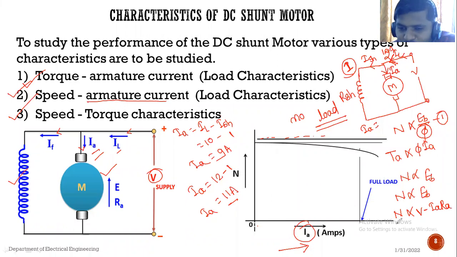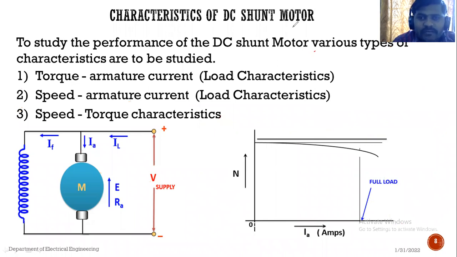Right? So speed, flux ज्यावेळेस constant आहे त्यावेळेस N is directly proportional to EB. N हा directly EB ला proportional आहे. Formula for EB is nothing but V minus IARA. Also we are maintaining the supply voltage constant. Supply voltage पण constant maintain करतोय आणि आपण armature current change करतोय. So tell me, if the armature current increases, what will be the change in the speed? Speed मध्ये काय change होईल सांगा. Increase, speed increase होईल.